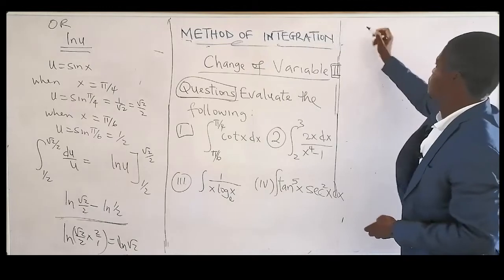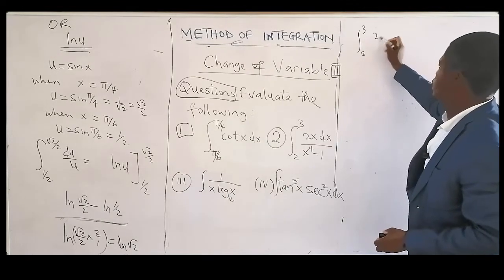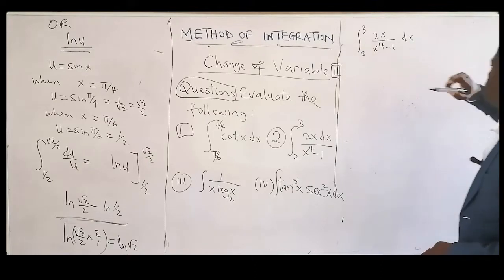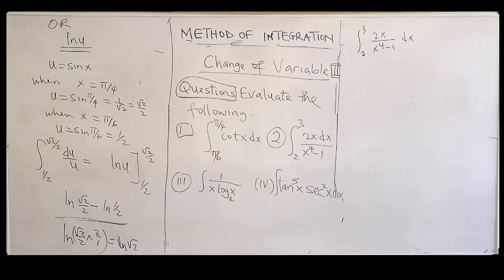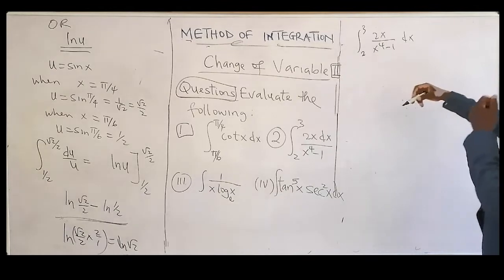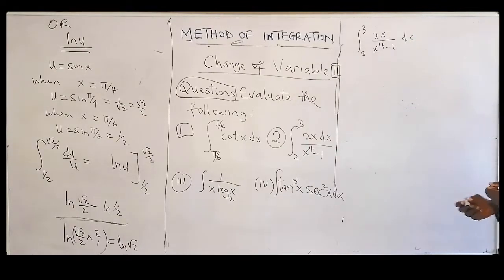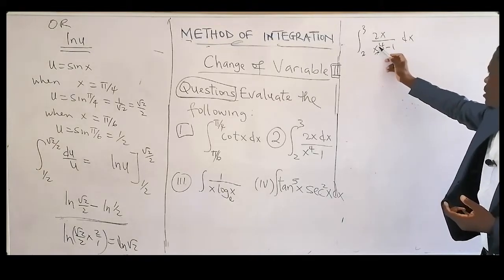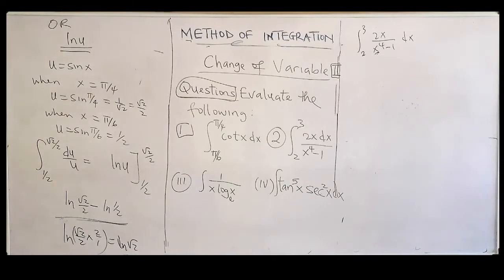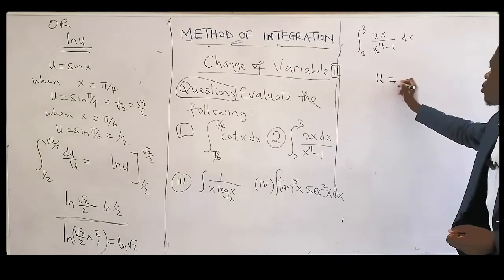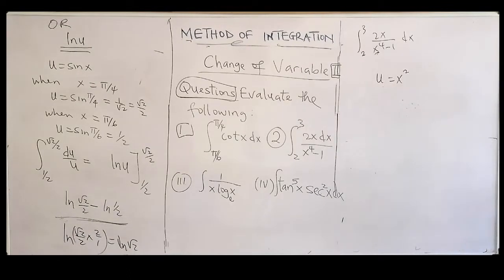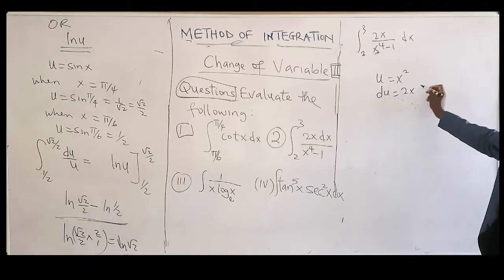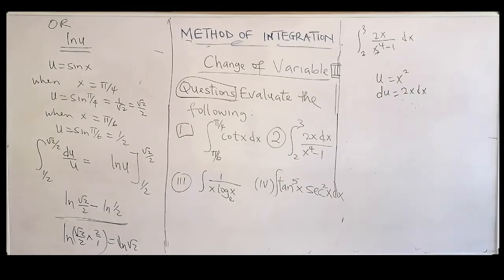Okay, number 2. We have the integral of 2x over x⁴ minus 1 dx. Before we substitute, look at the highest power here, which is 4. The other independent variable is the 2x. So what you should be thinking is, how can we get something like 2x from here? Then we can say, let u be equal to x squared. The moment you differentiate this, you realize that you're going to have 2x dx.